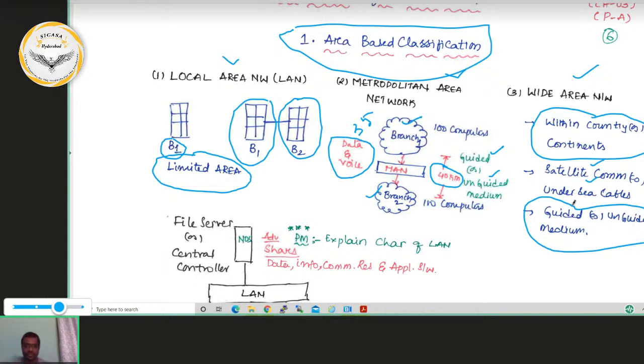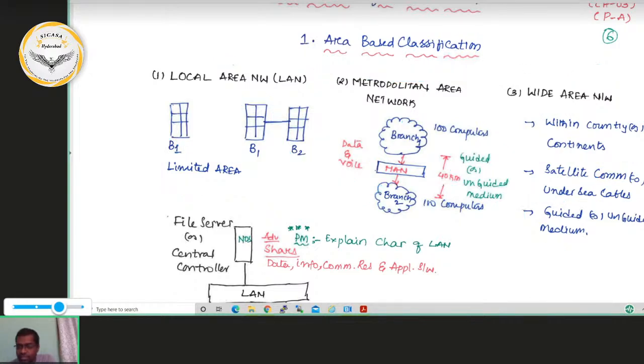So these are the three types of area-based classifications we have. First is local area network, second is metropolitan area network, third is wide area network. Local area network always transmits data within a limited area. Metropolitan area network transmits data within a range of 40 kilometers. Wide area networks can transmit data over a very, very large area.